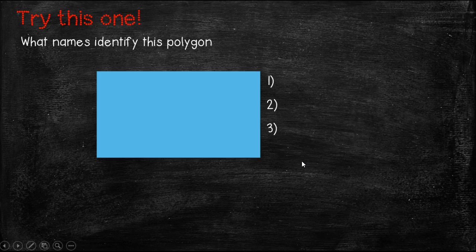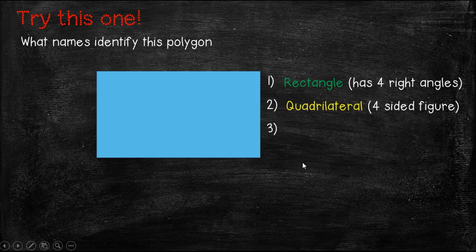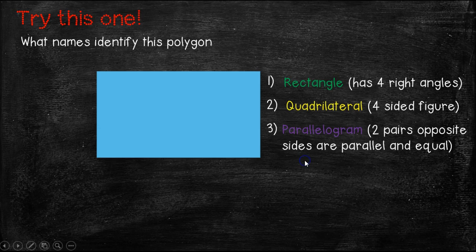Okay, coming back in 5, 4, 3, 2, 1. Well, we know it's a rectangle because it has 4 right angles. It's also a quadrilateral because it's a 4-sided figure, and it's a parallelogram, 2 pairs of the opposite sides are parallel and equal. Remember, a rectangle cannot be a square, but a square can be a rectangle. So if you listed square on here, you are incorrect.